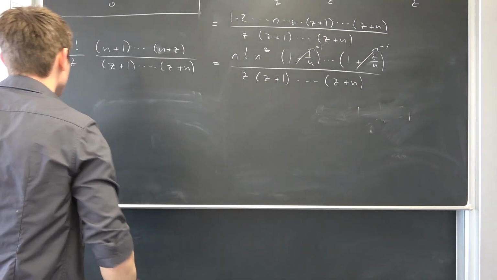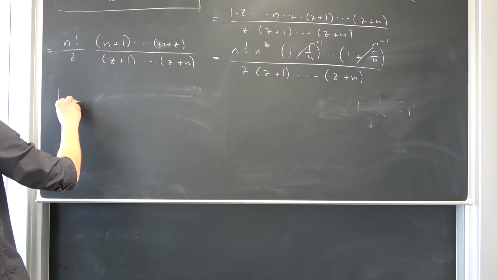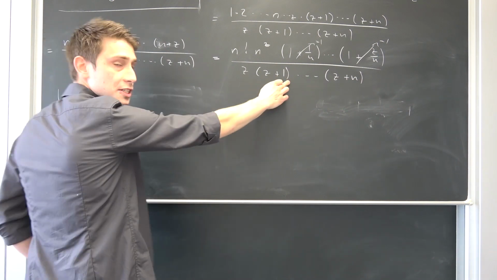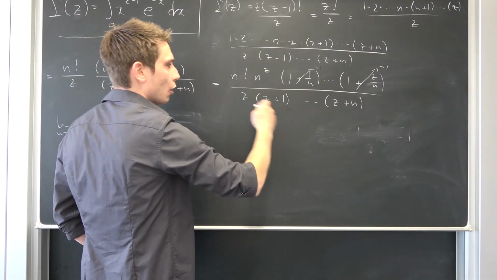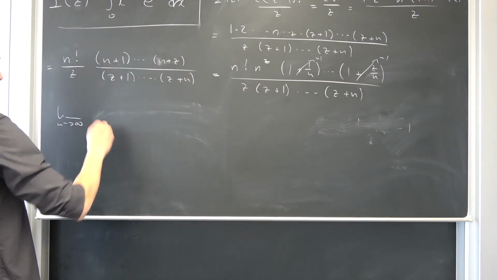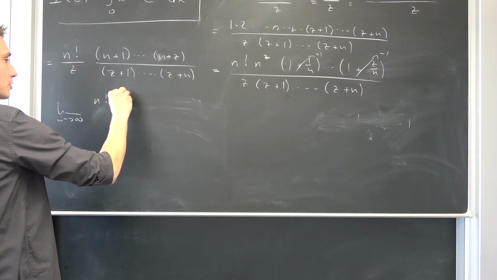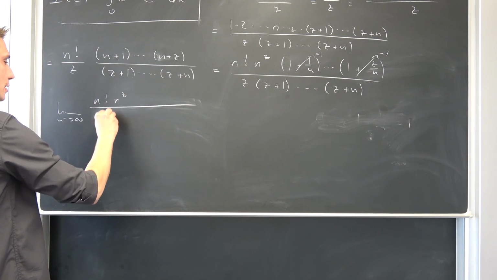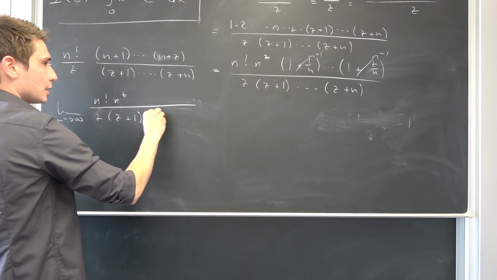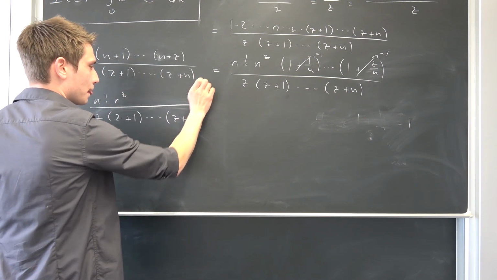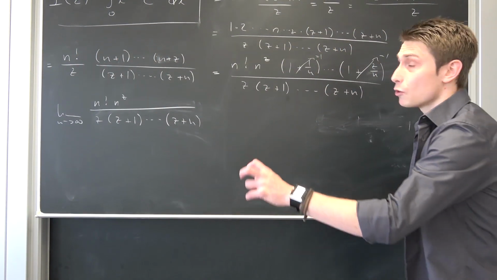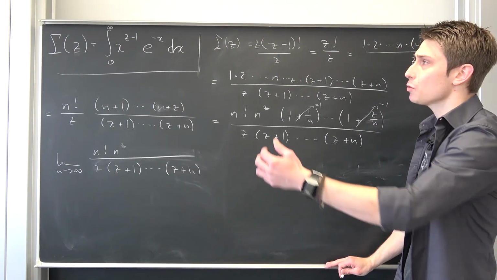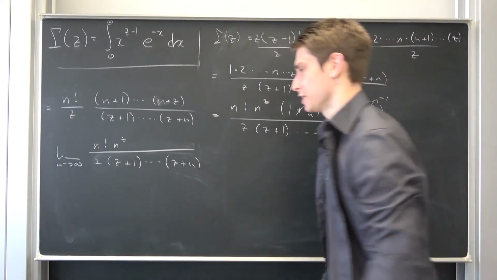So if we take the limit as n approaches infinity of this whole chunk right here, we are actually just going to end up with the limit of this expression as n approaches infinity: n factorial times n to the z power over z times z plus 1 times dot dot dot times z plus n. And we kind of know that this is supposed to evaluate to the gamma function in the limit.